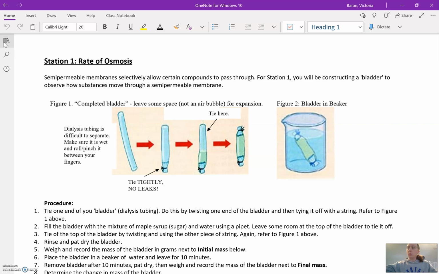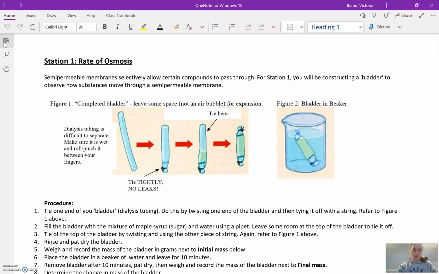So let me just explain a little bit of what's going on. Semi-permeable membranes selectively allow certain compounds to pass through them. For the first station, station 1, you're going to be constructing a bladder. I'll be doing that for you.